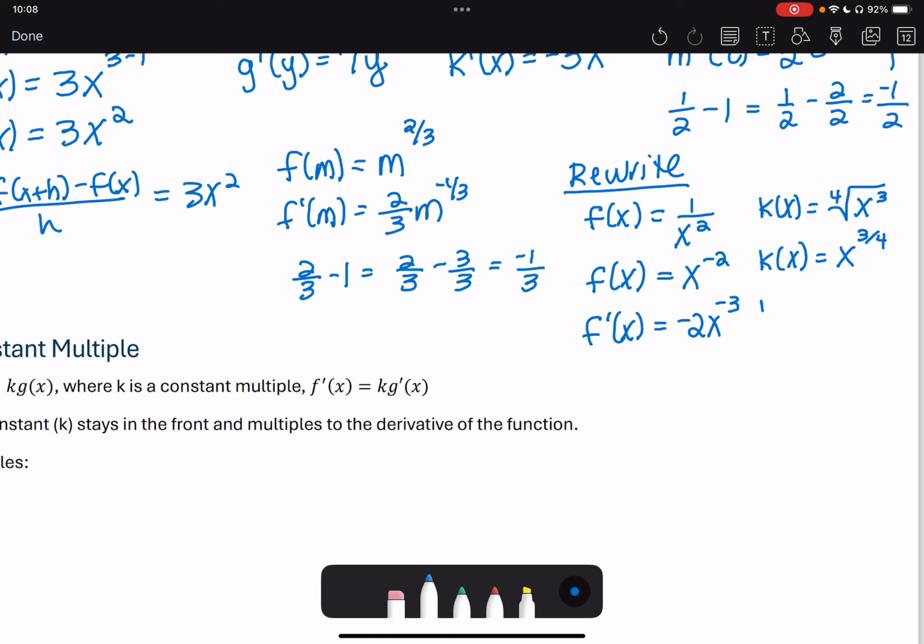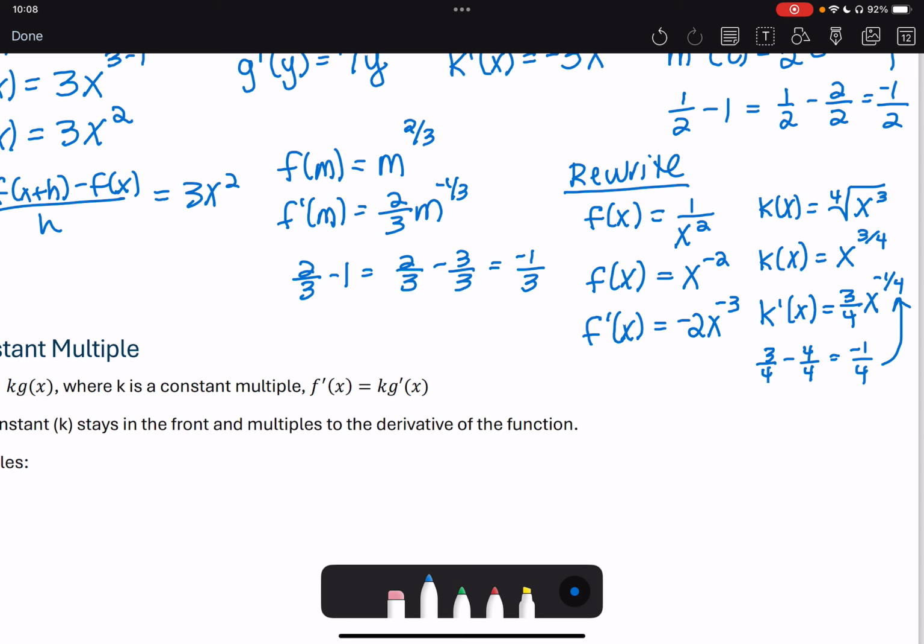So now when I do the derivative, k prime of x, it's going to be 3/4 x, and then it's going to be the negative 1/4 because I'm subtracting 1 from 3/4. So I'm doing 3/4 minus 4/4. Let me write that here. 3/4 minus 4/4 is negative 1/4. Okay, and that is that new exponent that we're using there.